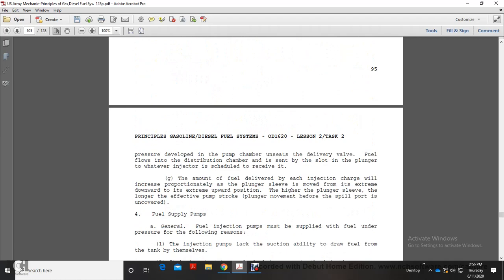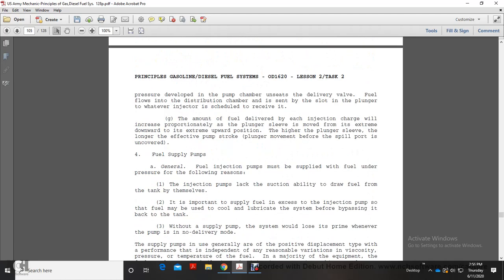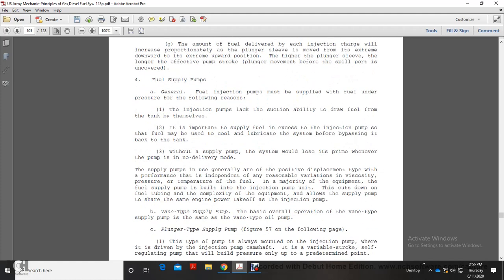As the plunger moves upward, the pressure developed in the pump chamber unseats the delivery valve. Fuel flows into the distribution chamber and is inserted by a slot within the plunger whenever the injector is scheduled to receive it. The amount of fuel delivered in each injector charge will increase proportionally with the plunger sleeve moving from an extreme downward to an extreme upward position. The higher the plunger sleeve, the longer the effective pump stroke, until the plunger movement uncovers the spill port.